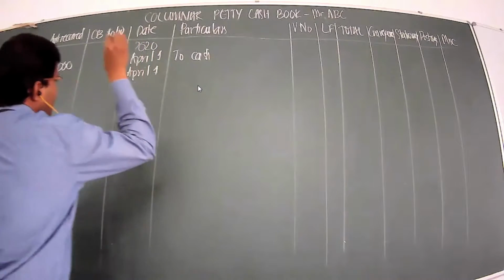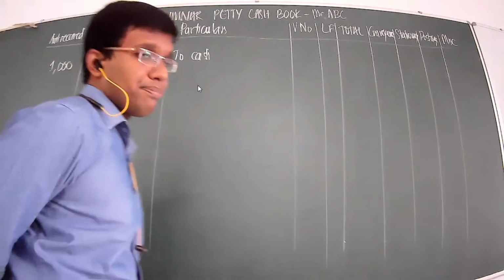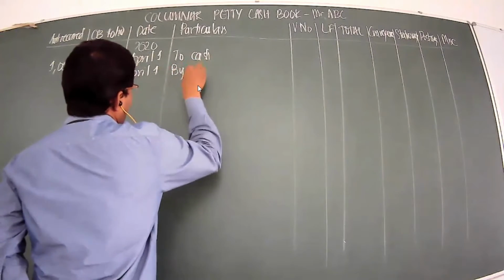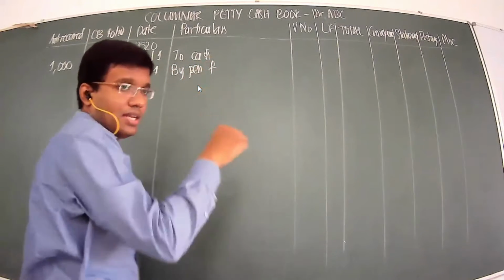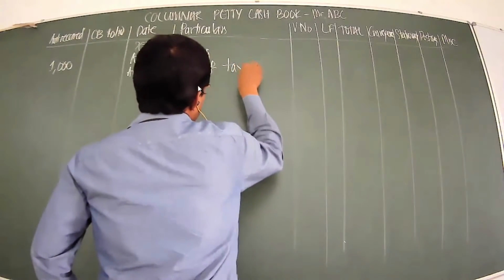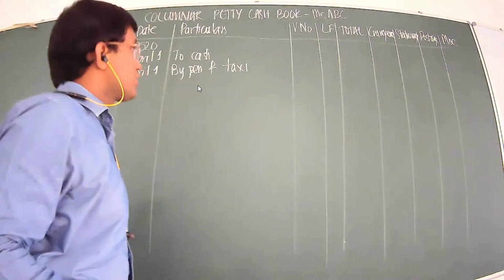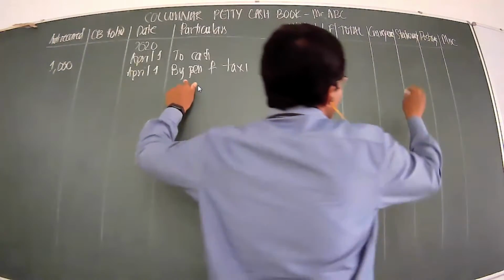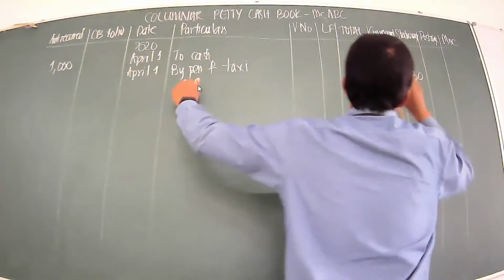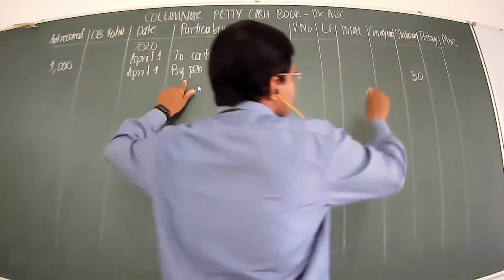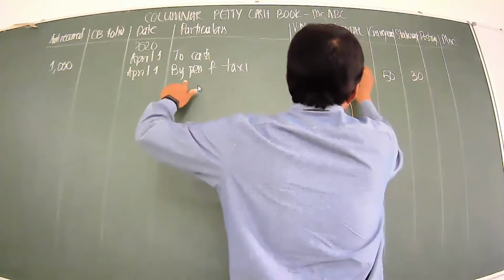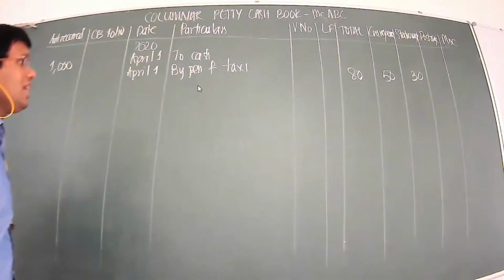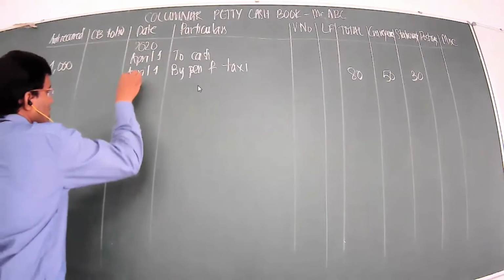Also, on April 1st, you also have some petty transactions. So buy pen and taxi. So you're having two petty transactions over here. So notice how we will be entering this. Pen will fall under stationery. So stationery, it is 30, and taxi will fall under conveyance, which is 50. So 30 plus 50, the amount is total 80, and that 80 total you will be recording in the total column.